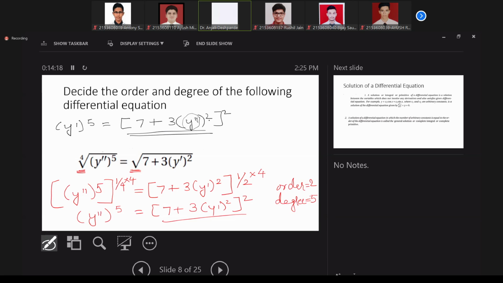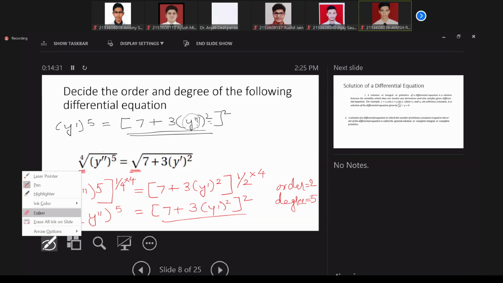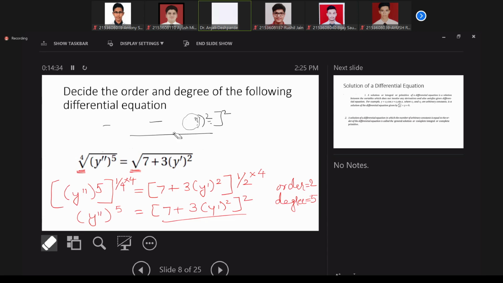But to get the degree, you can make it out easily. It's not that difficult. This is just a power raised to 2. So in that case, the order would be 2 and the degree would be 4 of the square. Is the idea clear to everybody? Yes, ma'am. All right, so I think order and degree you all have understood properly now, right?